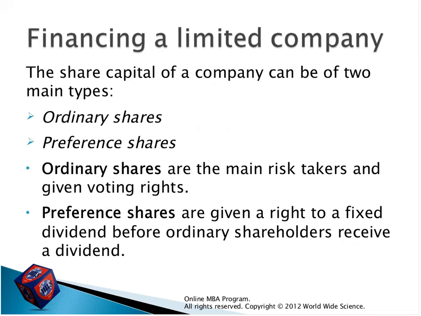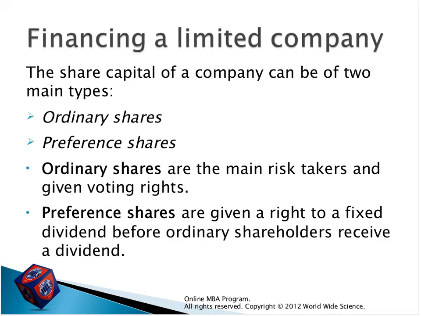Now we're talking about how the limited company is financed. The share capital of the company can be of two types. The company can issue two kinds of shares, ordinary shares and preference shares. I think you have a topic in accounting skills where we talk about the types of shares and their differences. Ordinary shares are the main risk takers, and they are given voting rights.